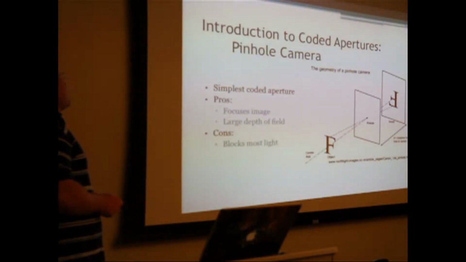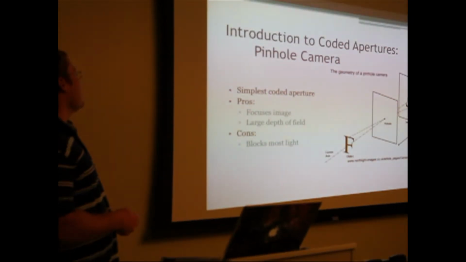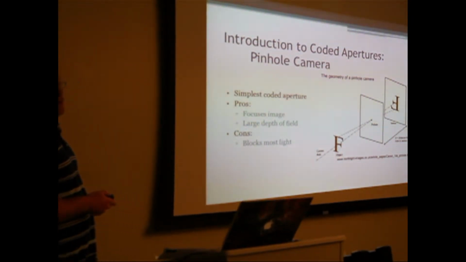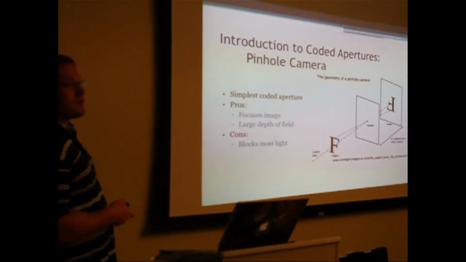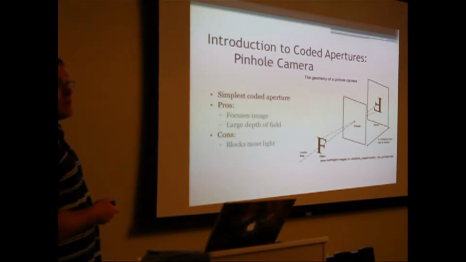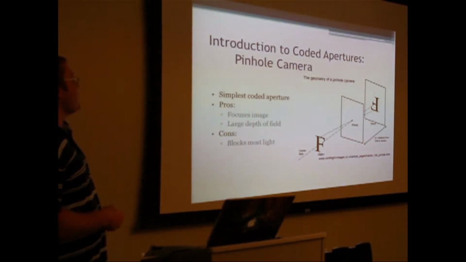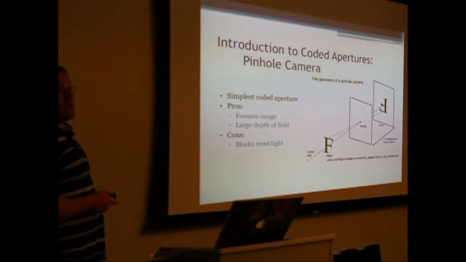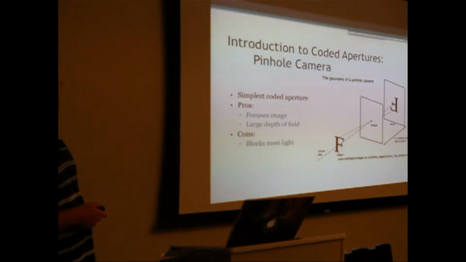Okay, so to start off, we should look at a pinhole camera. A pinhole camera is essentially the simplest coded aperture, and you are able to focus an image. This is often done in photography. If there are any photographers in here, they've probably heard of pinhole cameras. You can basically focus an image and it has a large depth of field. One of the problems, though, is it blocks almost all the light, so you need a long exposure time. For pinhole photography, a lot of times the exposure takes about half an hour.